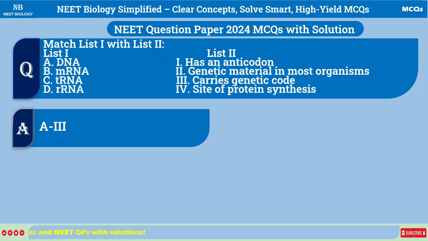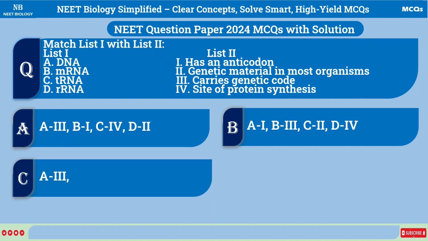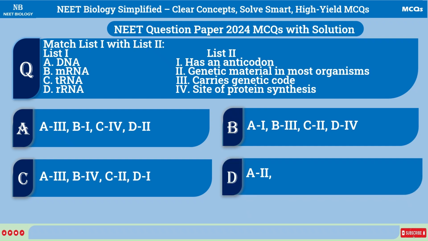Options: A. A3, B1, C4, D2. B. A1, B3, C2, D4. C. A3, B4, C2, D1. D. A2, B3, C1, D4.